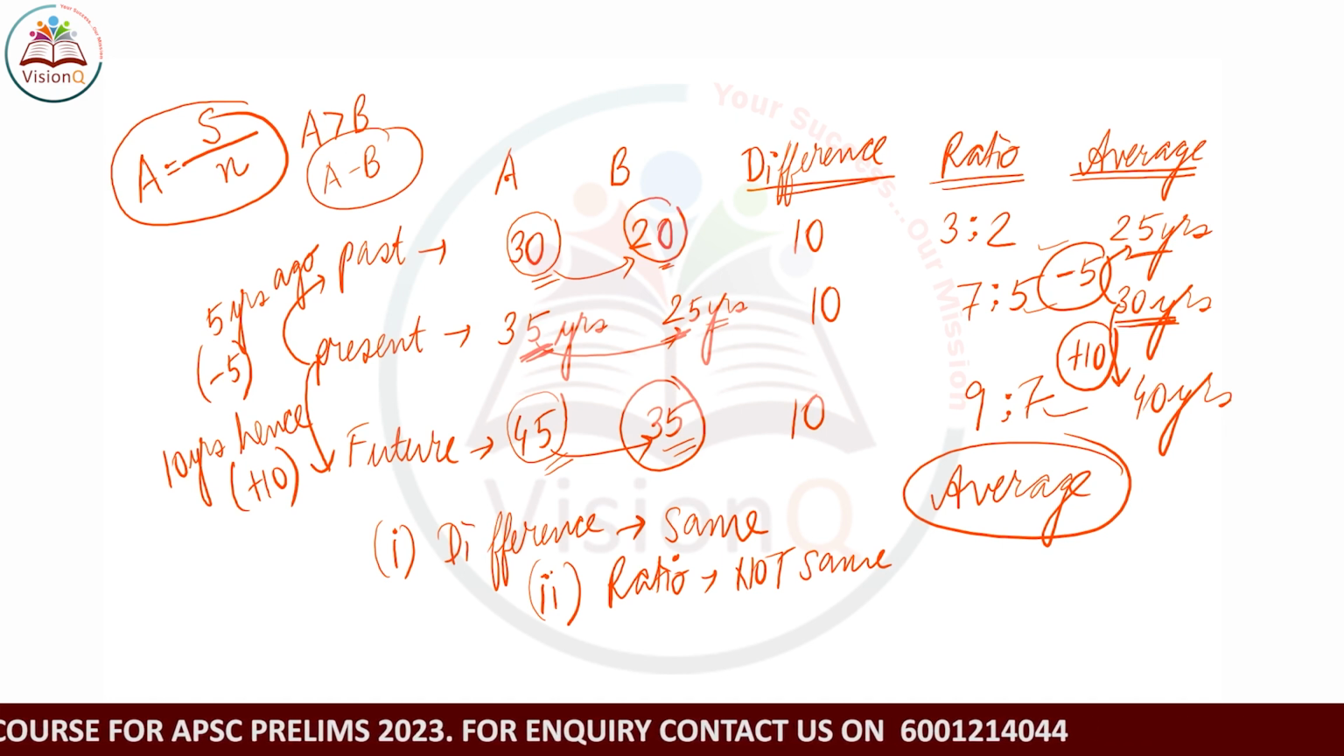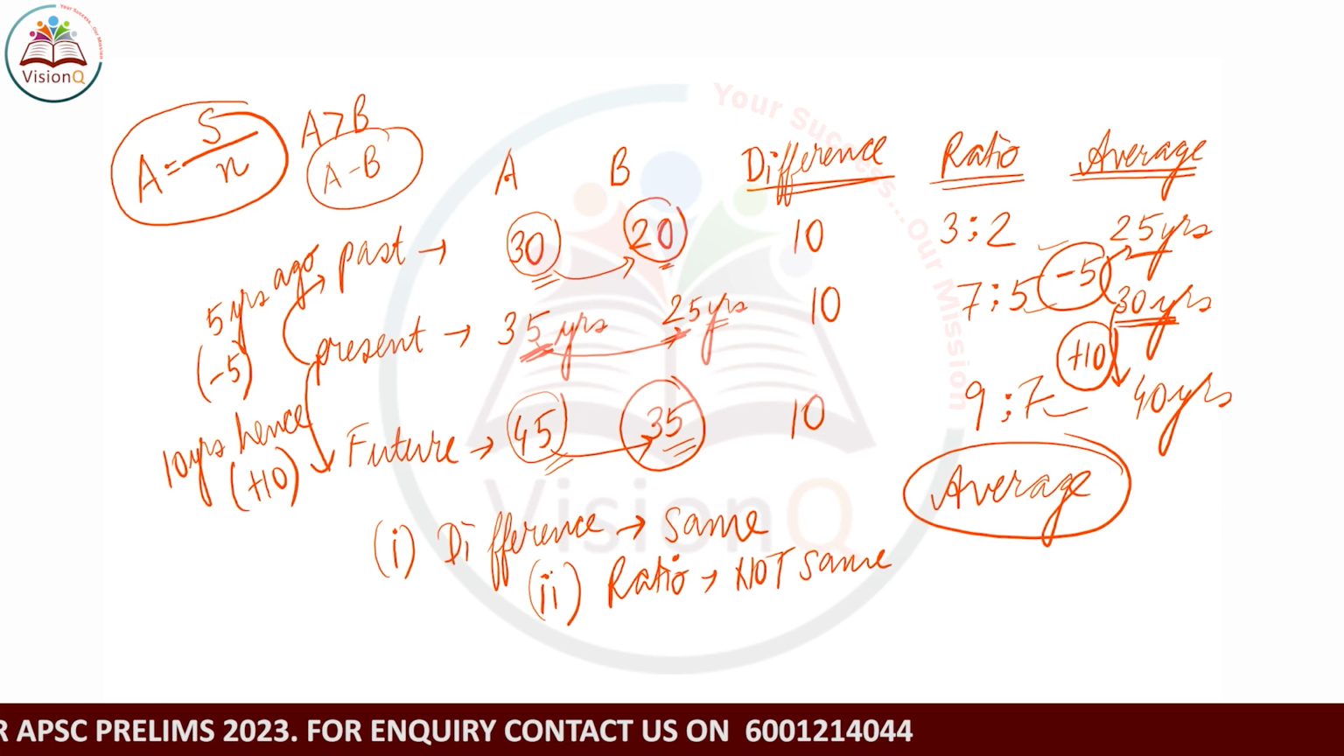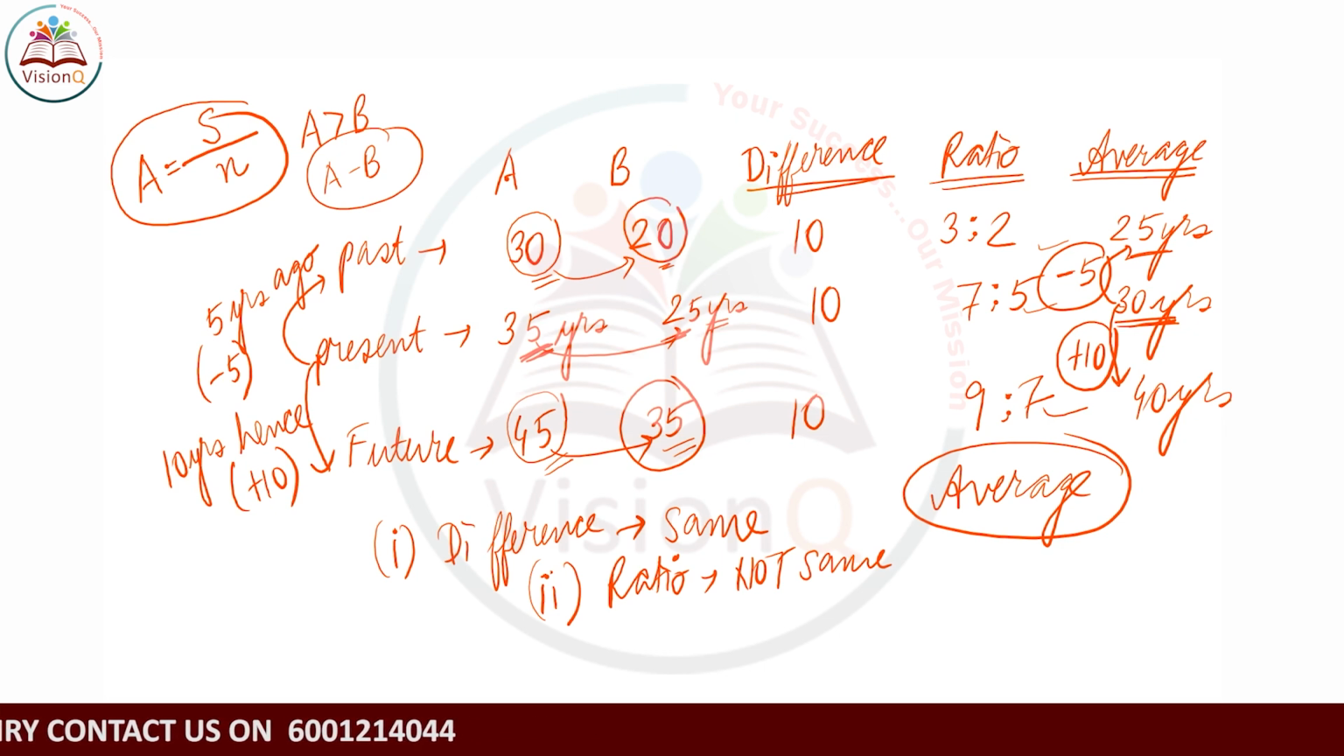So the difference is the same between the ages of two persons in the past, present or future. But the ratio is not the same in the past, present or future.